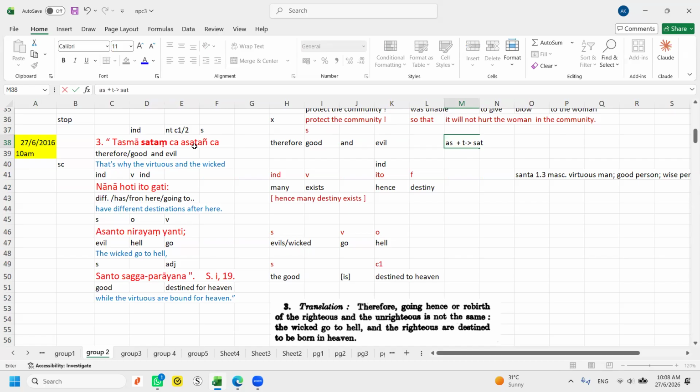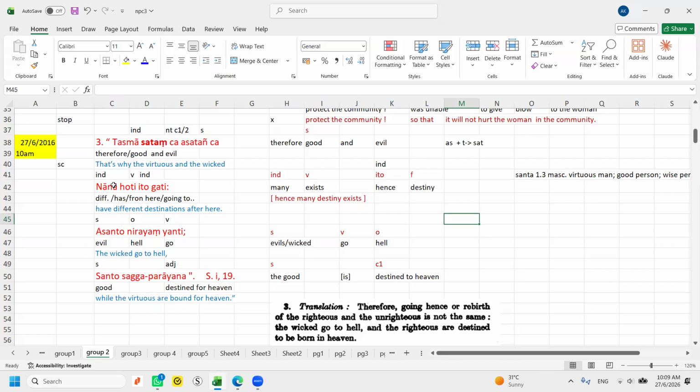Then sometimes one, sometimes two. This is the opposite of good, and evil. Therefore, good and evil. The first line was good and evil. You can see the asma. Satang is good, asatang is evil. And then this should be our translation. Therefore, good and evil.